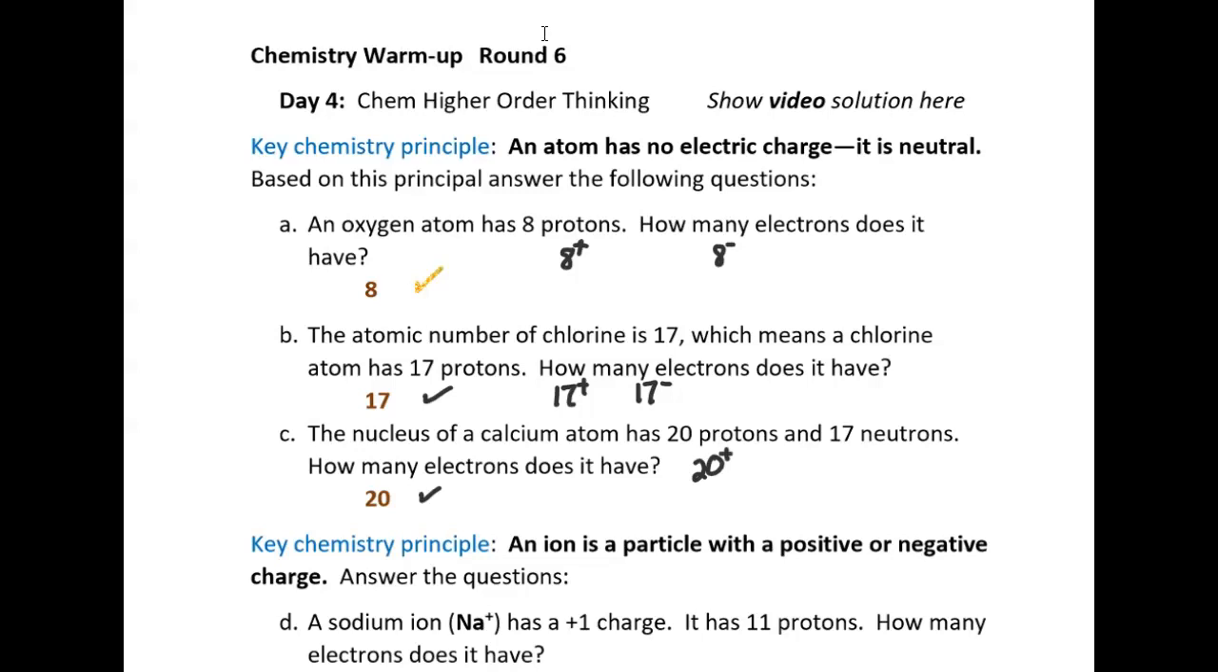positive 20. To balance that, there needs to be 20 electrons around the nucleus, so that the total negative charge around the nucleus is negative 20. Positive 20 and negative 20 are opposites. Their sum is 0, a neutral atom.